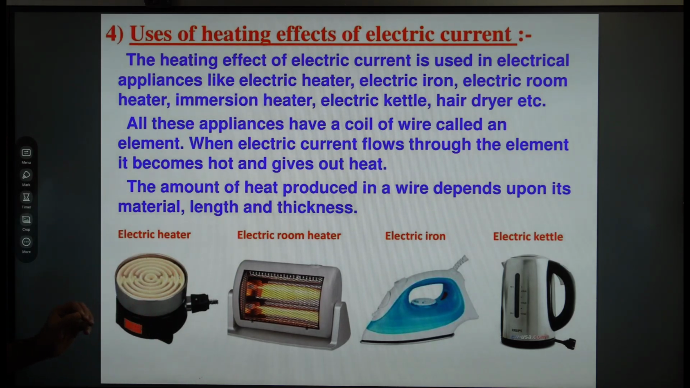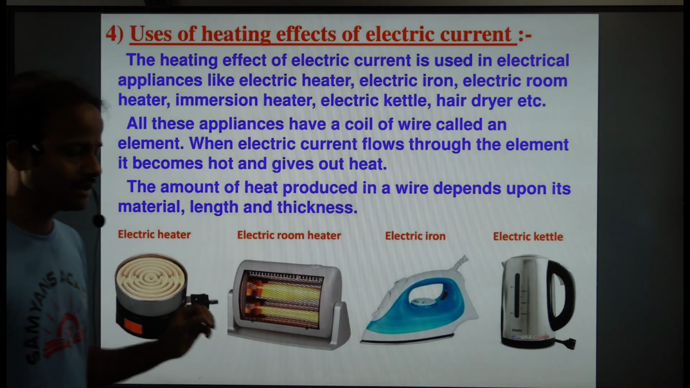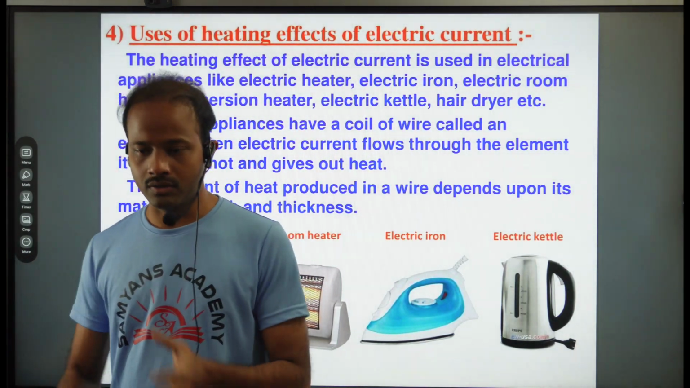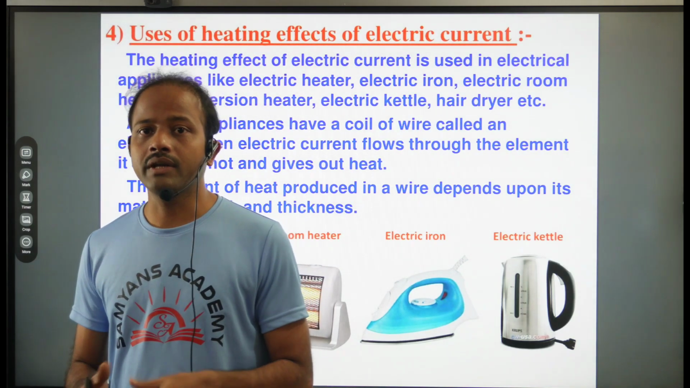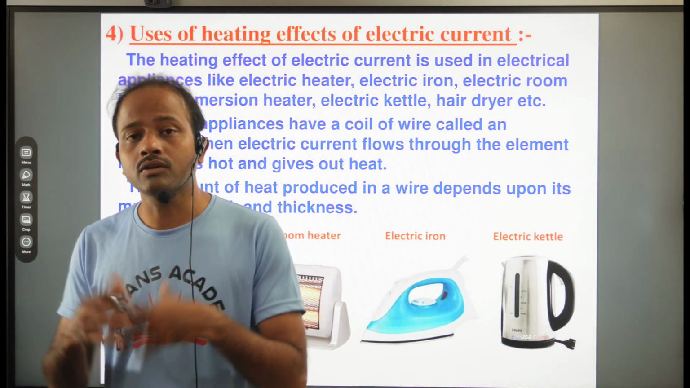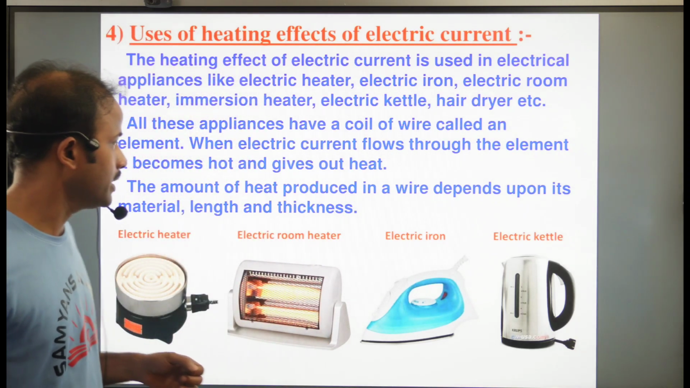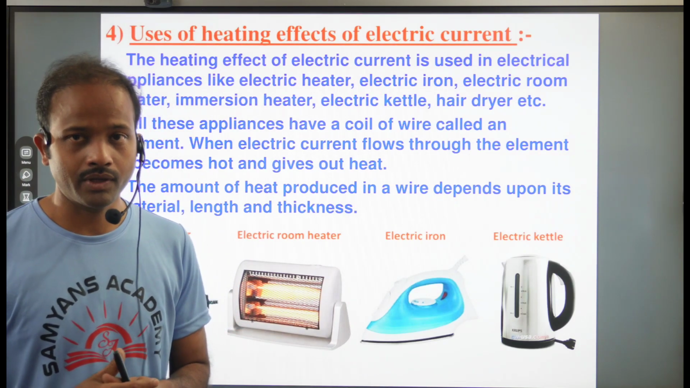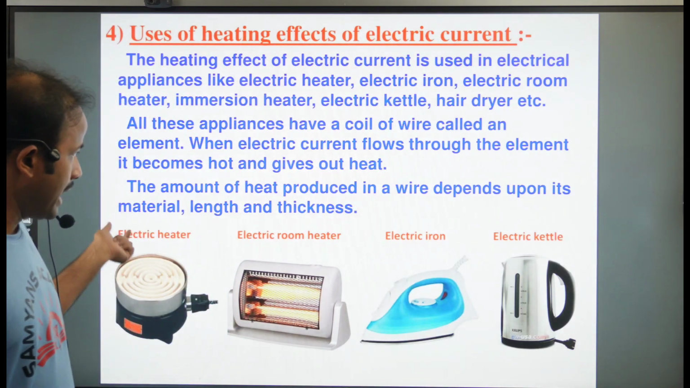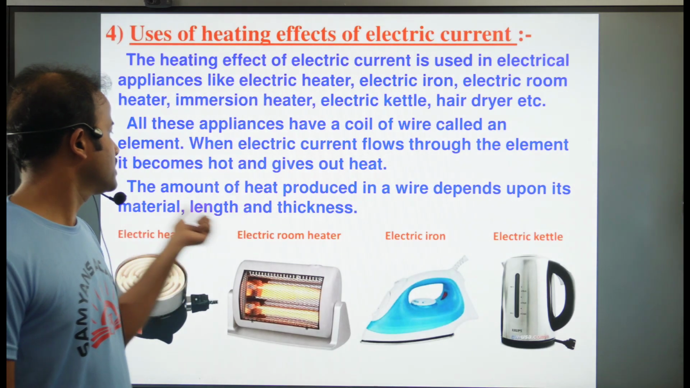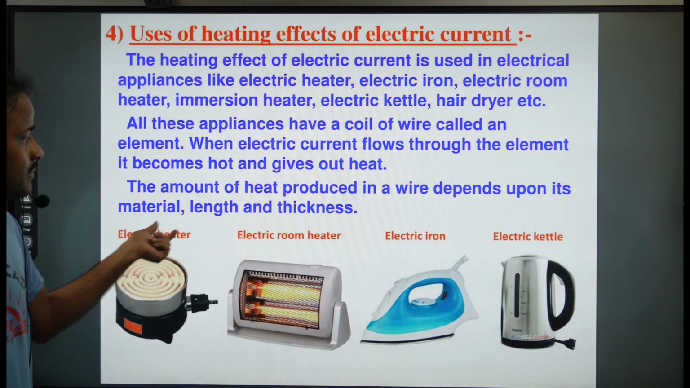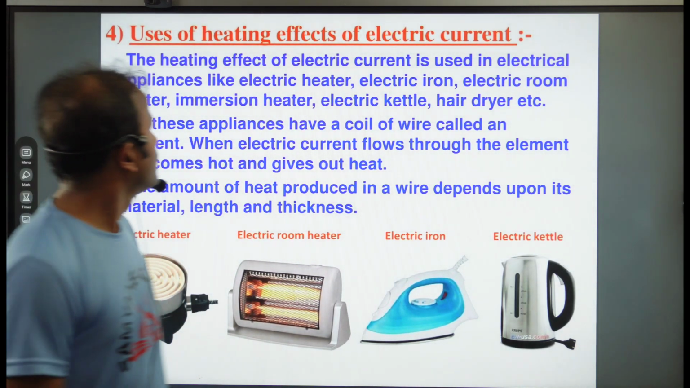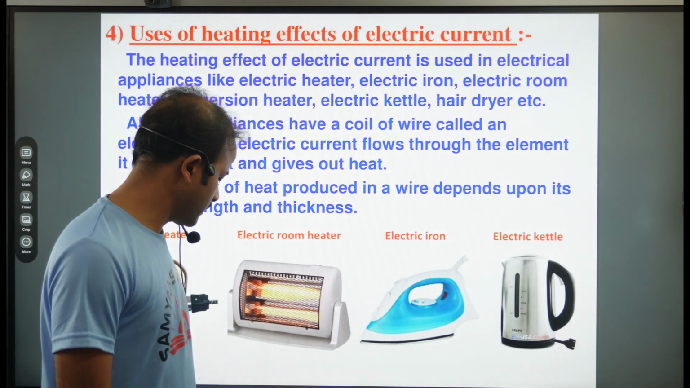The amount of heat produced in a wire depends upon its material, length, and thickness, right? When you take more thickness of the wire, it generates more heat. When you take more length of the wire, it also produces more heat. So the amount of heat produced depends on the material, length, and thickness of the wire. Is it clear? Okay, so these are the uses of heating effect of electric current.